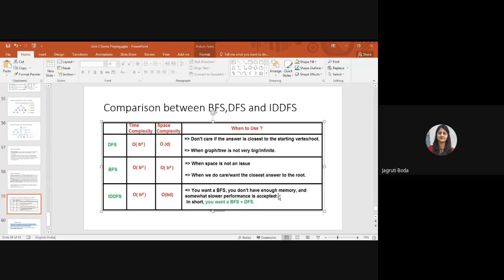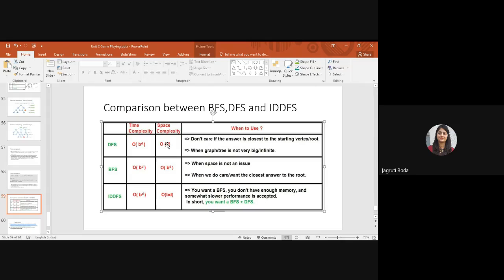Yes, ma'am. So starting with DFS and BFS, you have already studied this topic. The time complexity is B raised to D, and the space complexity of DFS is D. BFS explores all the nodes and saves them in the queue, so that takes more time. That is your B raised to D. But it is fast compared to DFS.